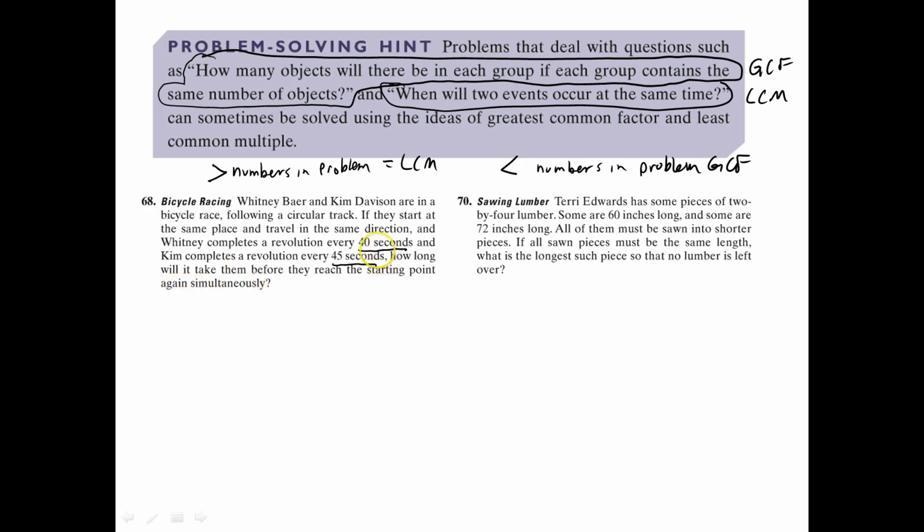So we see the numbers in the problem are 40 and 45. It's going to take longer than that for them to be simultaneously at the starting point again. The thing that we're looking for is greater than the numbers that are in the problem. We're trying to see when will 2 events occur at the same time. And so we're going to try to find the LCM using whatever method.